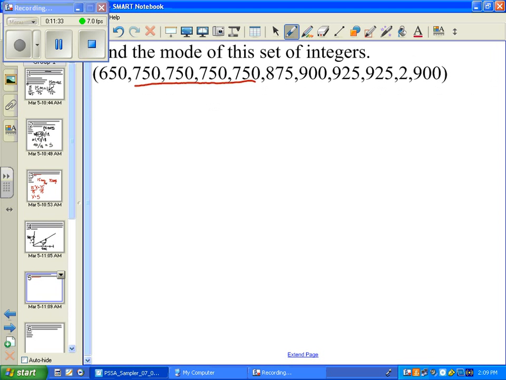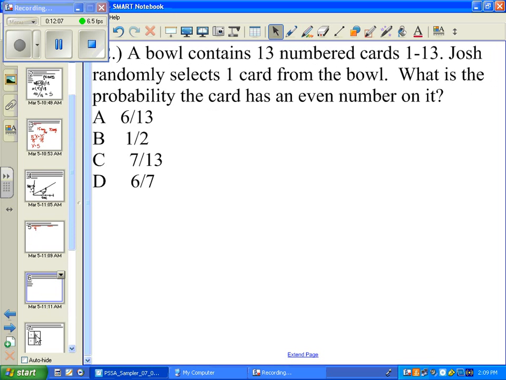So our mode here is this. The mode is simply the greatest frequency of data points. So we have 4 of these data points, which is 750. And the only thing that comes anywhere close to that would be there's 2 data points over here, 925. But clearly the mode in this case is 750. We have 4 of them. And that would be the answer for that one. 750 is our mode. Let's move on to the next one.